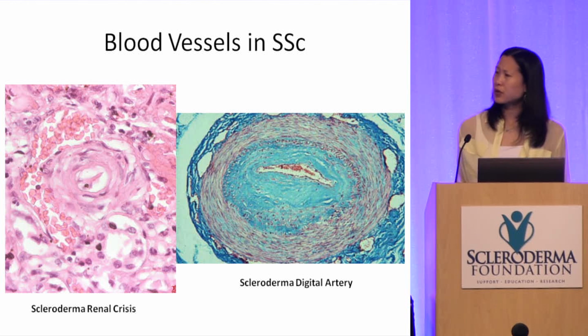So here are photomicrographs of the blood vessels in scleroderma patients, one in a patient with scleroderma renal crisis on the right, and on the left showing a scleroderma digital artery. And basically what you can see in both cases is that there's this onion skinning pattern with a decrease in the size of the blood vessel opening. So this same scarring process is likely occurring, affecting the placenta and the kidney blood vessels during the time of pregnancy in scleroderma patients.